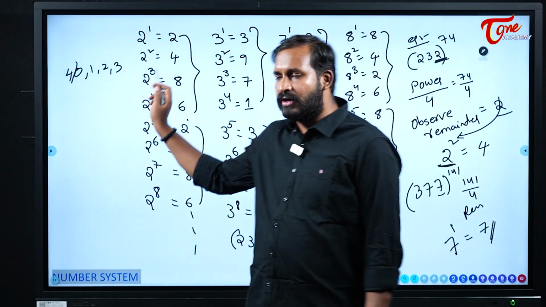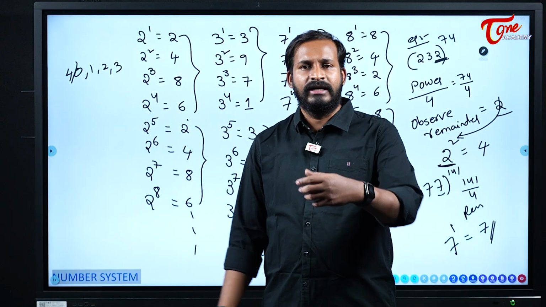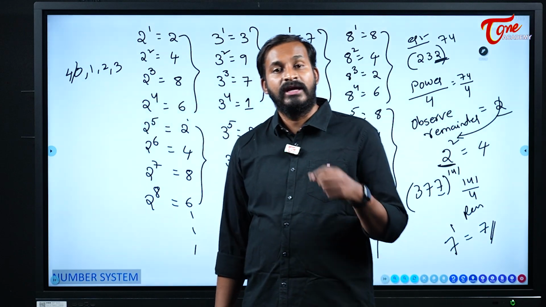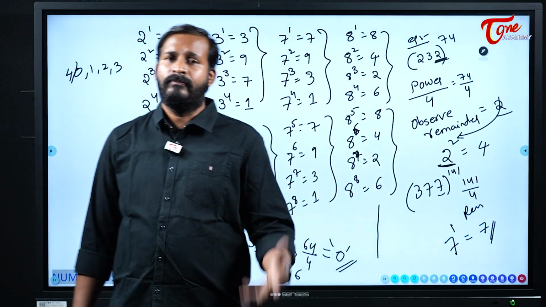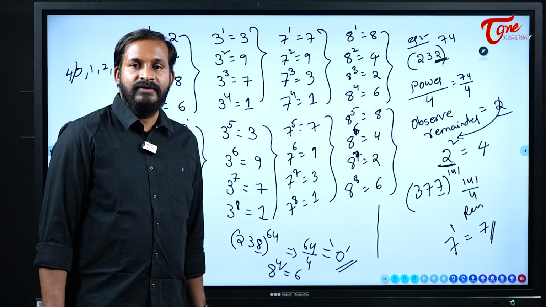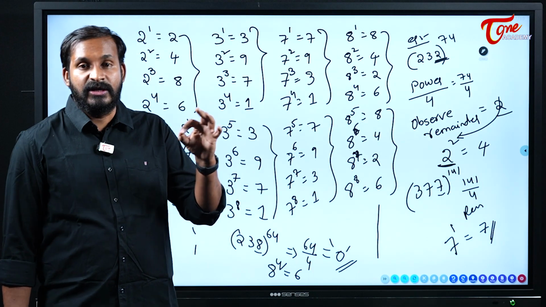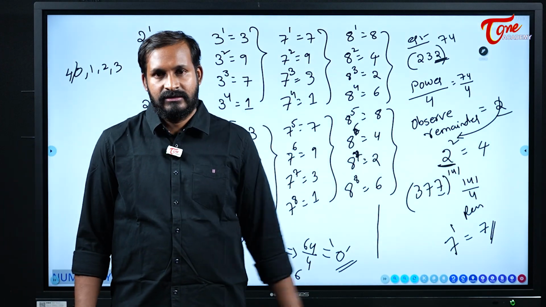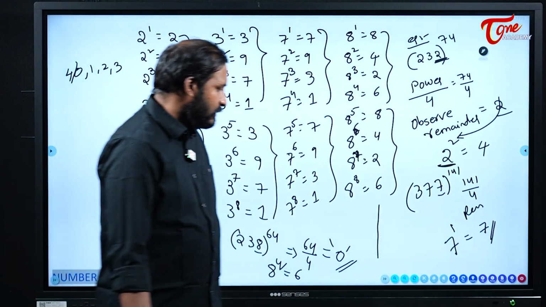Else, if the remainders are 1, 2, 3, no issue with them. You can directly take the respective powers. But if the remainder is 0, take the 4th power. The reason is, when you divide any number with n, the highest possible remainder is n minus 1. Okay.